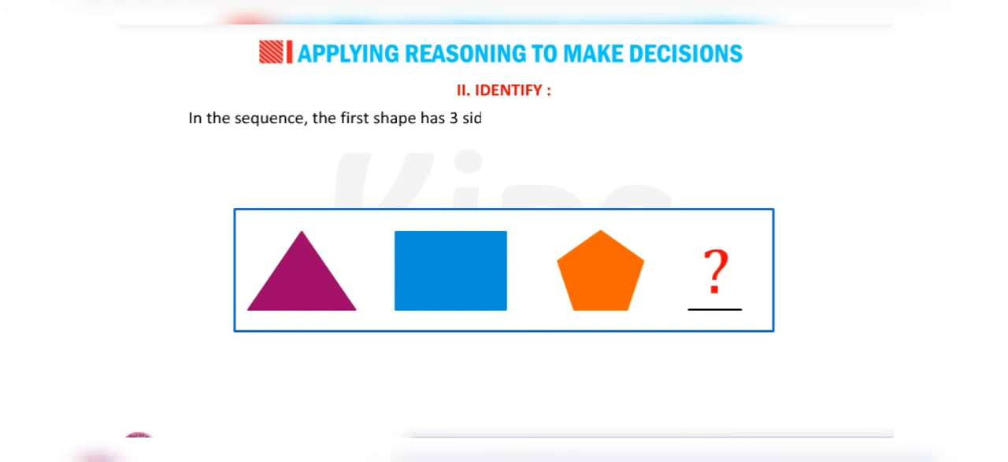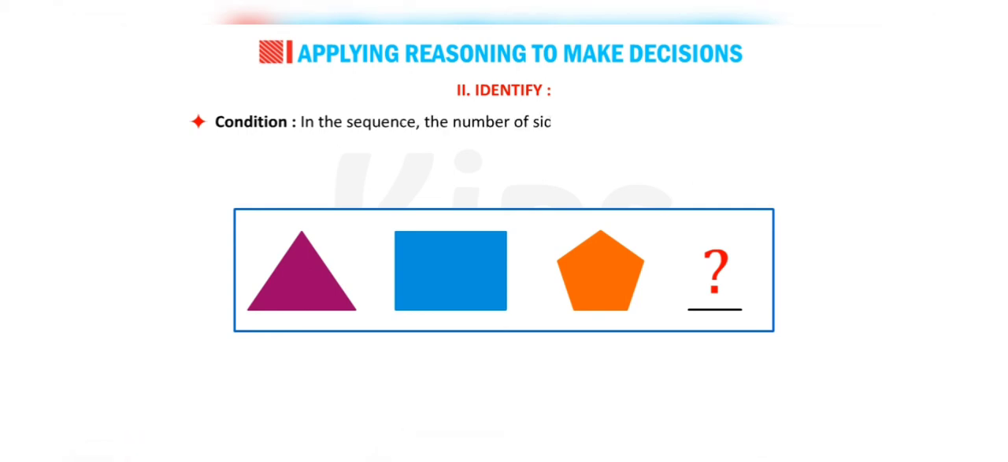In the sequence, the first shape has 3 sides because a triangle has 3 sides. The second shape has 4 sides and the third shape has 5 sides. So the condition is, in the sequence the number of sides of the shapes is increasing by 1. You can see here the triangle has 3 sides, the rectangle has 4 sides and the pentagon has 5 sides. 3, 4, 5. Now you can apply your mind and think, what will come next? 6. Yes.